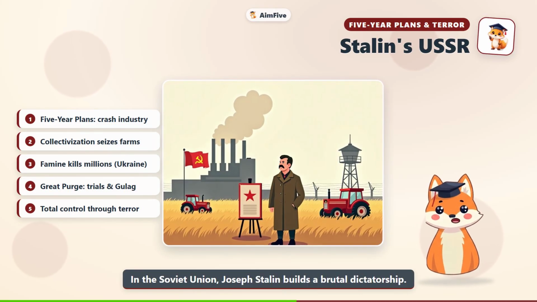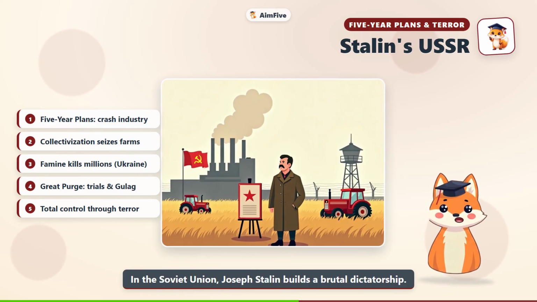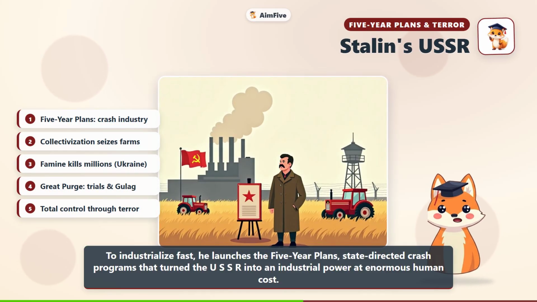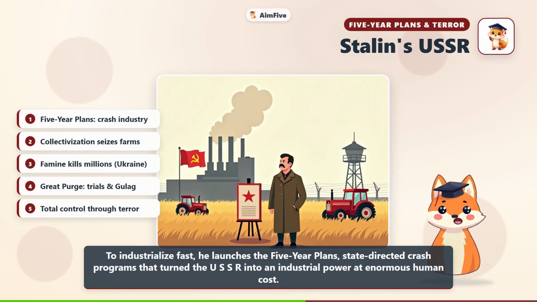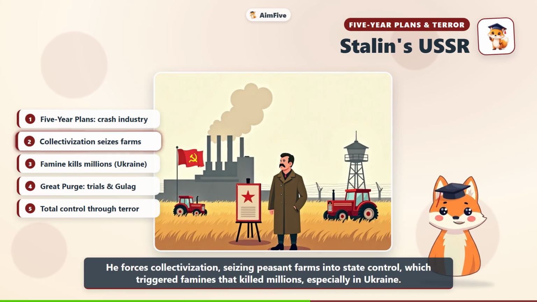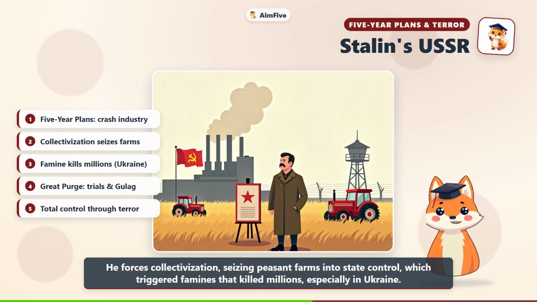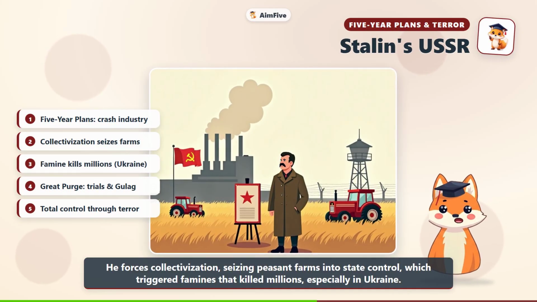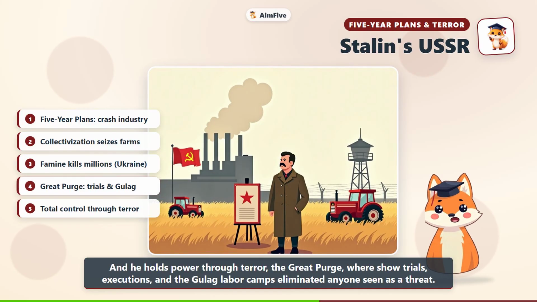Don't forget the other totalitarian giant, on the left this time. In the Soviet Union, Joseph Stalin builds a brutal dictatorship. To industrialize fast, he launches the 5-year plans, state-directed crash programs that turned the USSR into an industrial power at enormous human cost. He forces collectivization, seizing peasant farms into state control, which triggered famines that killed millions, especially in Ukraine. And he holds power through terror.